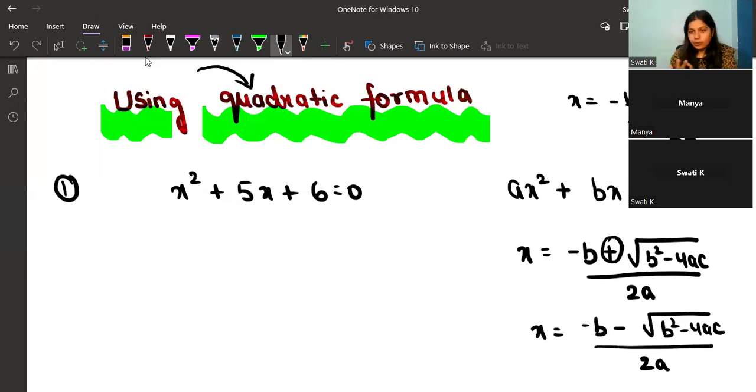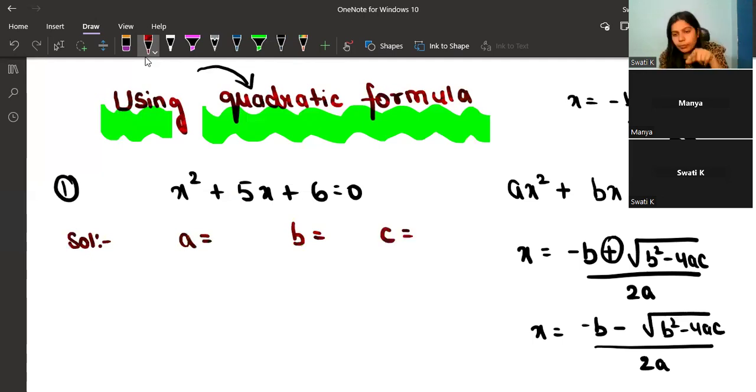So you have to use this formula, okay? So let's solve this question. First of all, Manya, can you tell me here, what is A, what is B, and what is C? Because you can see that in this formula, we need A, B, C, right? So can you compare this and tell me what is A, what is B, what is C? A is the coefficient of x squared. Manya, A is the coefficient. What is that? 1, right?